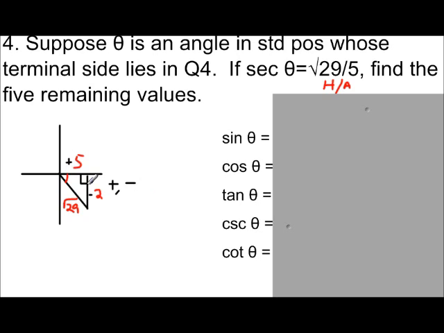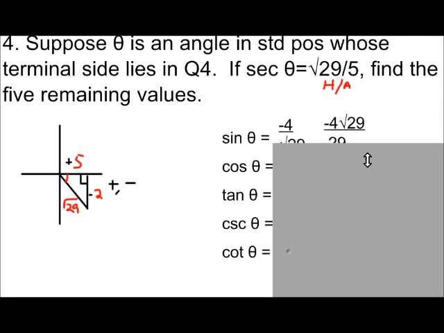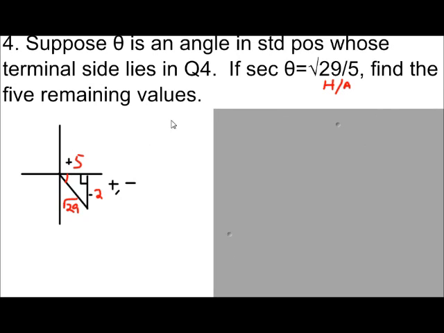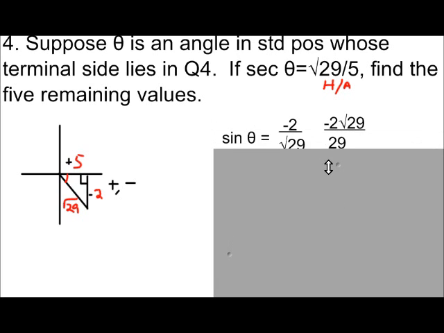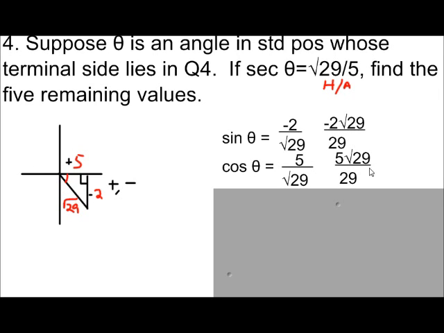So sine of theta will be negative 2 over the square root of 29. Oops, hold on. I apparently made a mistake. All right, my apologies. Let's try that again. Sine is negative 2 over the square root of 29, or negative 2 square root of 29 over 29. Cosine is 5 over the square root of 29, or 5 square root of 29 over 29. Tangent is negative 2 over 5.